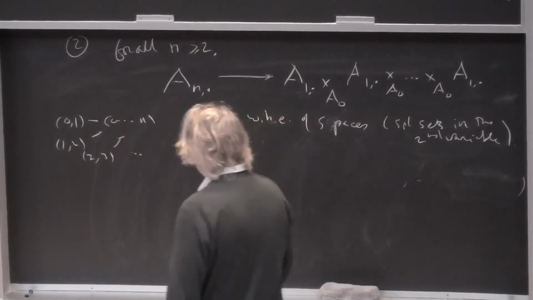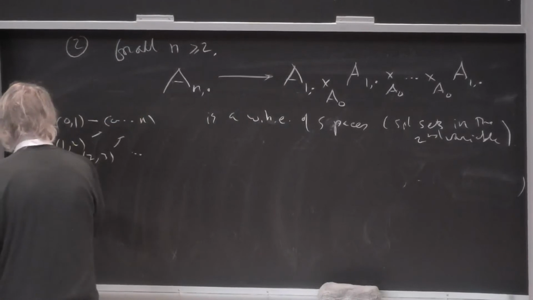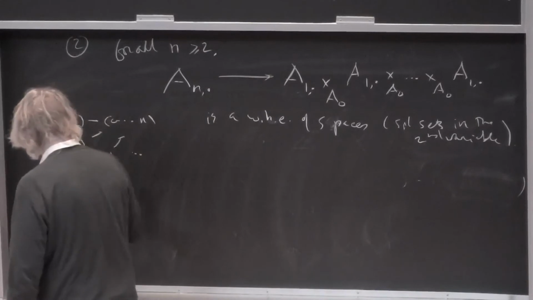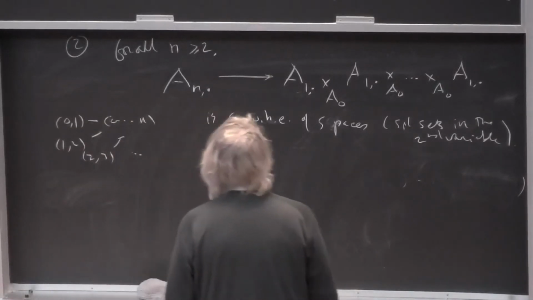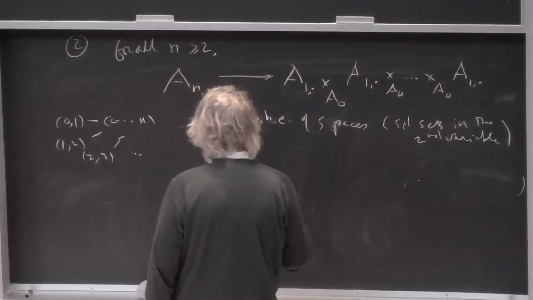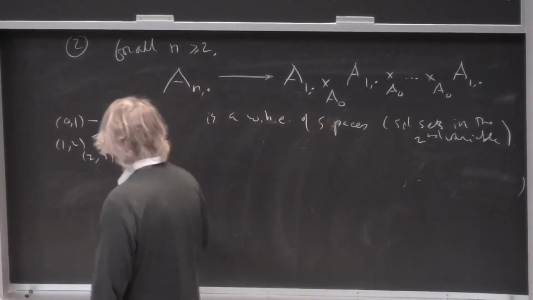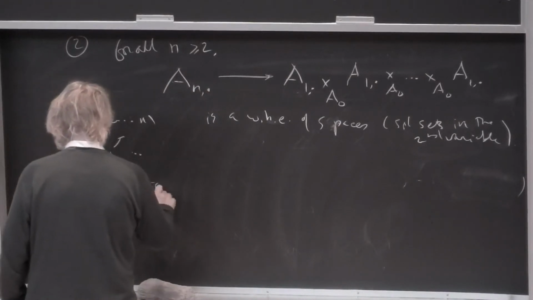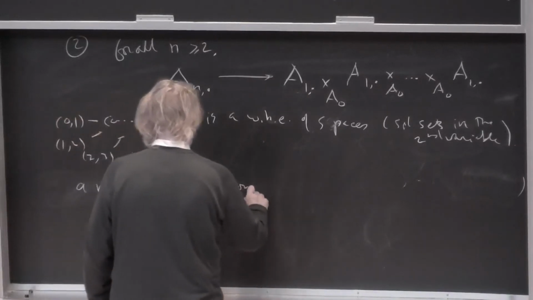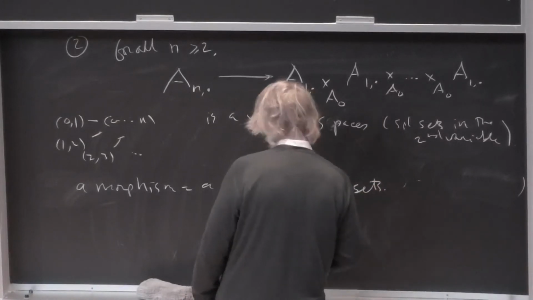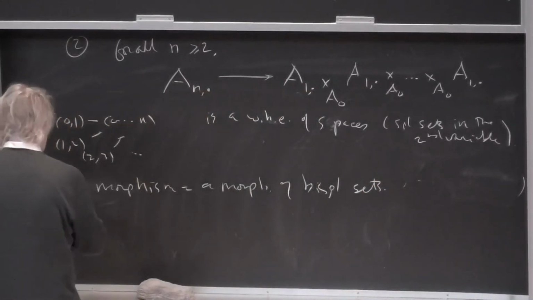Then there's a theorem of what's going on. Sorry, how are we doing for time here? I need to say what a morphism is. A morphism of these things is just going to be a morphism of bisimplicial sets. Now, what about truncation?